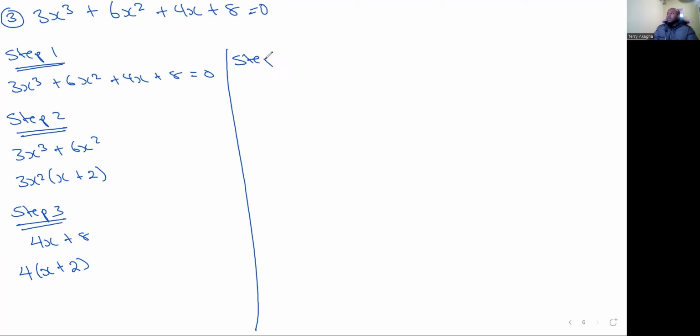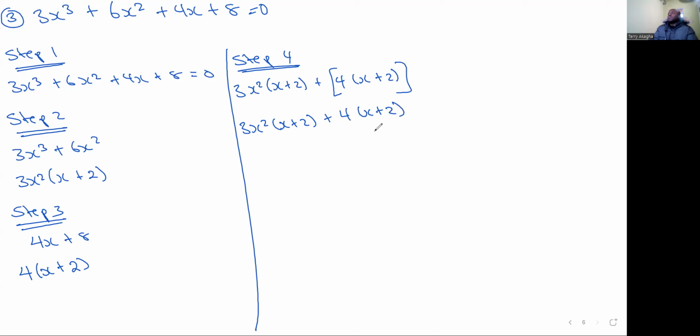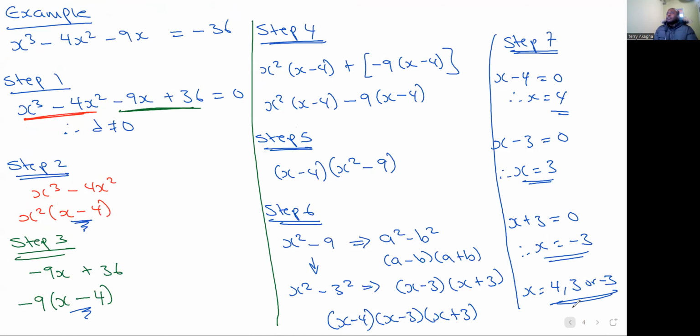Okay, so step 4, I can then add both of them. So it's going to give me 3x squared, x plus 2, plus 4x plus 2. And if you open it, because it's positive, it's going to become 3x squared, x plus 2 plus 4x plus 2. All right?